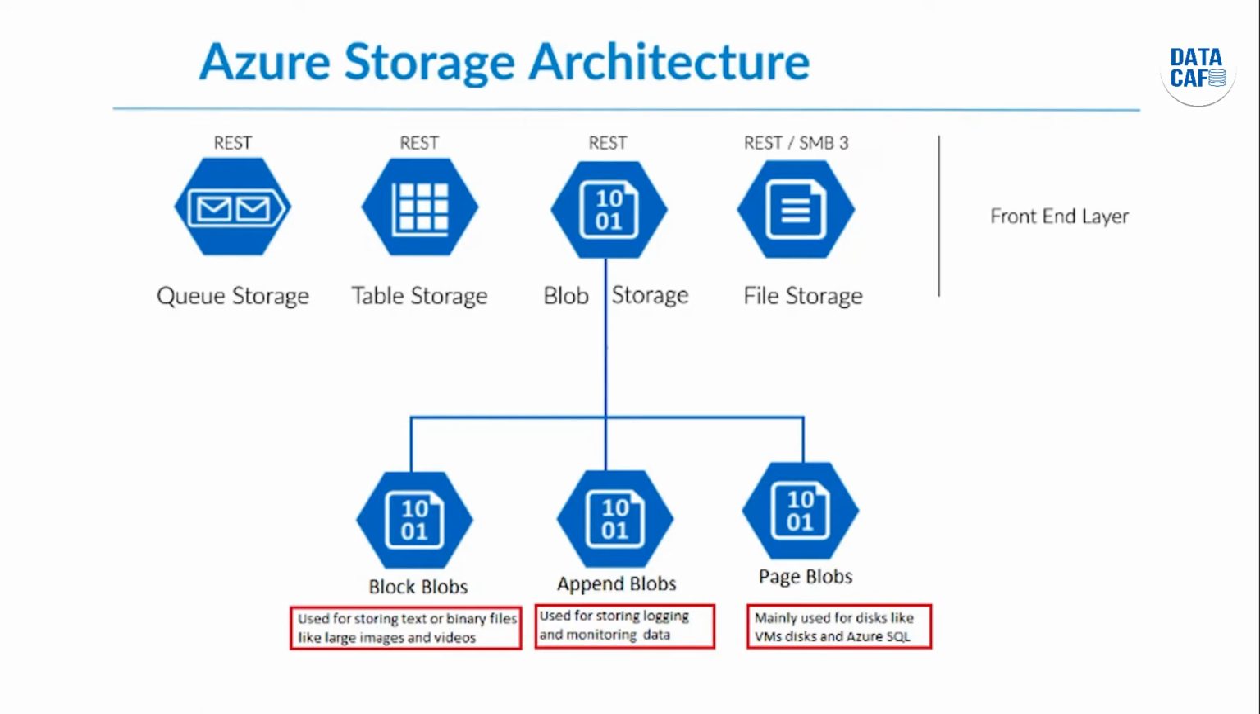So there are three different types of blobs in a nutshell. The first one is block blobs, the second one is append blobs, and the third one is page blobs. Next we will see each and every blob type. First of all we will see what are block blobs.